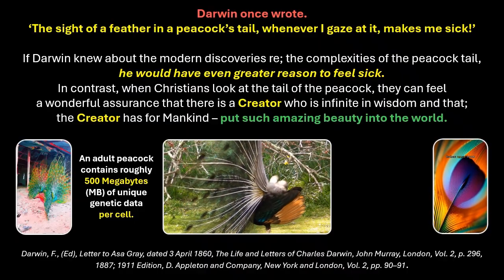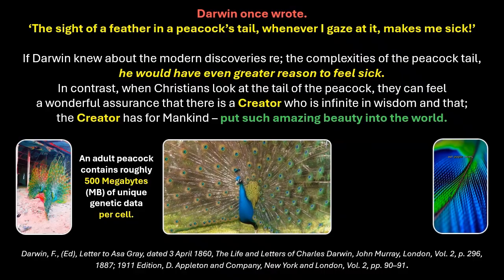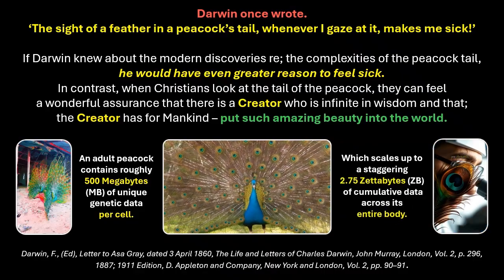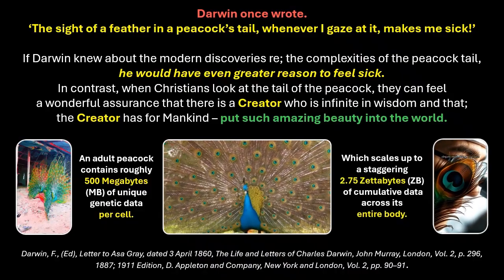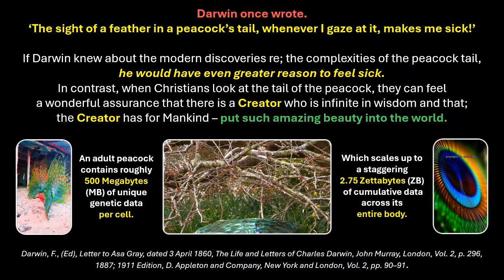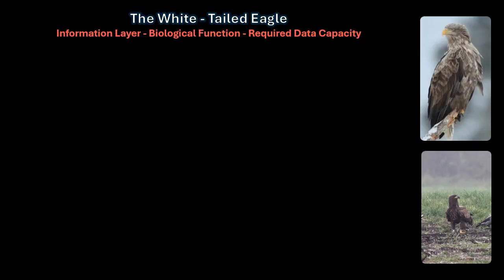An adult peacock contains roughly 500 megabytes of unique genetic data per cell, which scales up to a staggering 2.75 zettabytes of cumulative data across its entire body. How does this happen? By evolution.